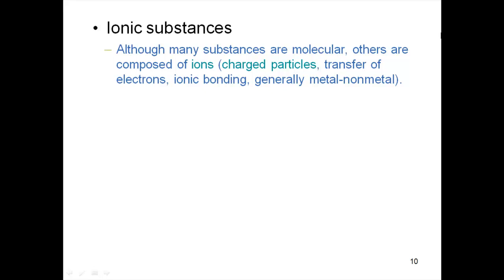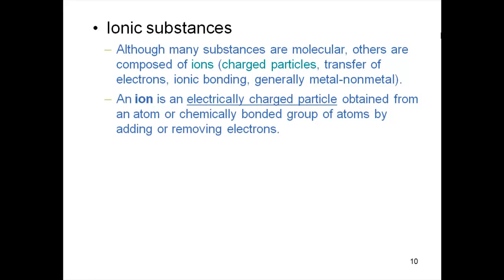Okay, ionic substances, those things that are based on the transfer of electrons, basically attraction of charged particles. So we're going to discuss that next. Although many substances are molecular, others are composed of ions, in other words, charged particles. There's a transfer of electrons based on ionic bonding, generally metal, non-metal, but we're talking about charged particles, those with a large electronegativity difference between them. Charged particles, or ions, that are attracted.